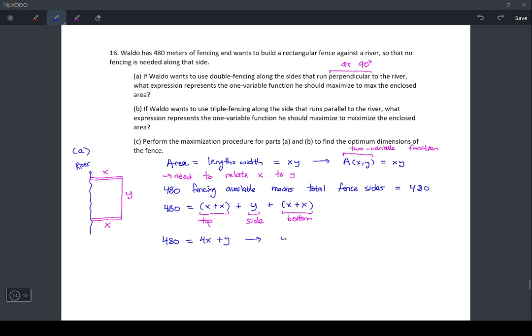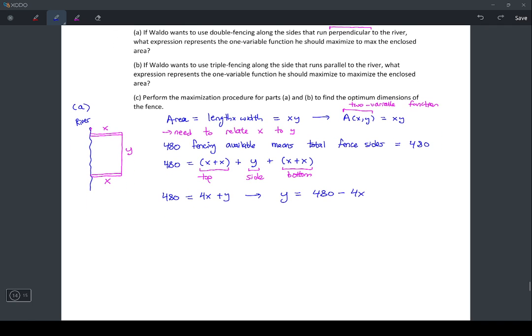We can then isolate for y. y is equal to 480 minus 4x. That relationship between x and y is something we can sub into our two variable function. A of x comma y becomes A of just x if we replace the y with 480 minus 4x. So x times (480 minus 4x).